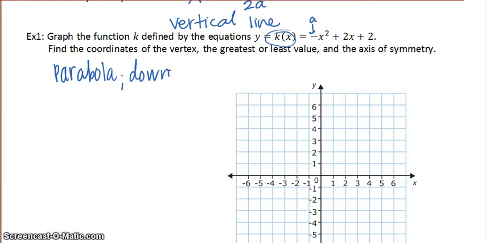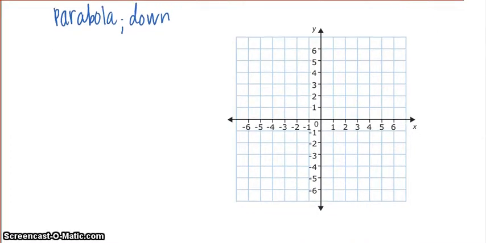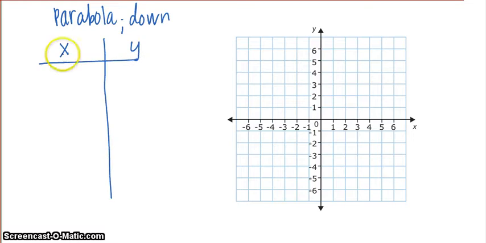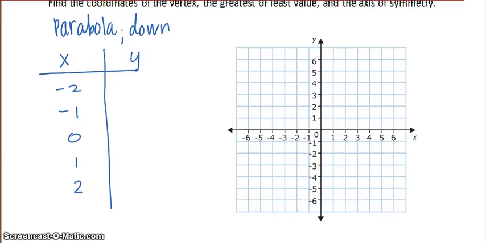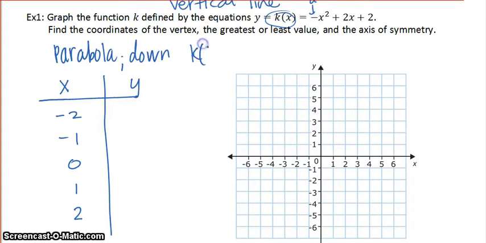Okay, so now we're going to graph it, and we're going to find the coordinates of the vertex, the greatest or least value, and the axis of symmetry, and I'm going to show you how to do that. First off, I'm going to just find some coordinates. I like to stick with the standard -2, -1, 0, 1, 2 to get a range of values. So I'm going to rewrite my equation. It's k of x equals negative x squared plus 2x plus 2.